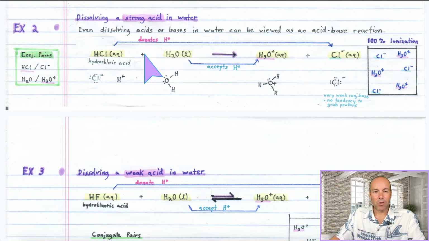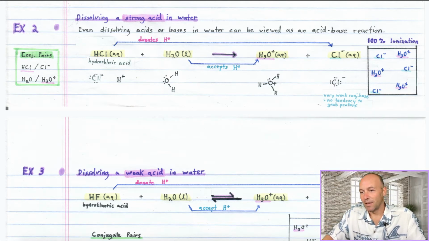Sometimes chemical reactions do not proceed all the way to completion, but strong acids release all of their protons in solution. The conjugate base chloride has no tendency to reclaim that proton, if you will. Okay, it's a very, very weak conjugate base.